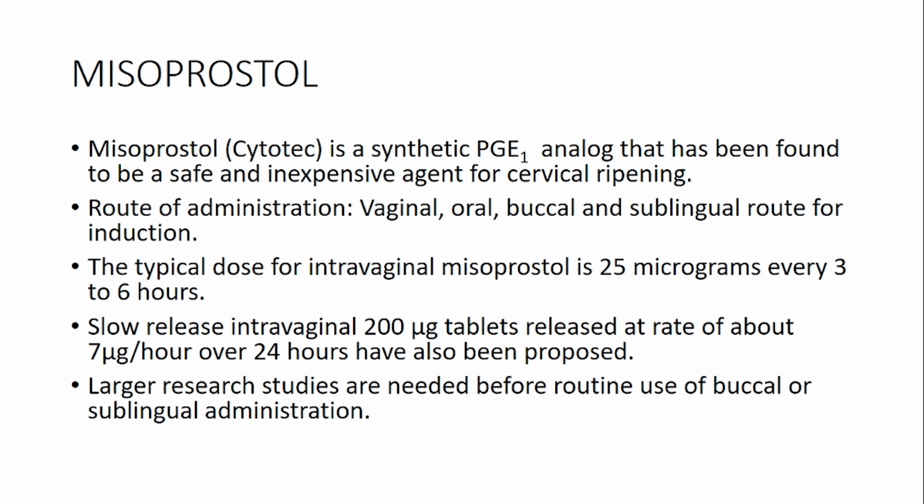The typical intravaginal dose of misoprostol is 25 micrograms every 3 to 6 hours. A slow-release intravaginal 200 micrograms, released at a rate of about 7 micrograms per hour over 24 hours, has also been proposed, but the risk of hypertonic stimulation of the uterus is high with this dose. Larger research studies are needed before routine use of buccal or sublingual administration, as the dose cannot be controlled as such.